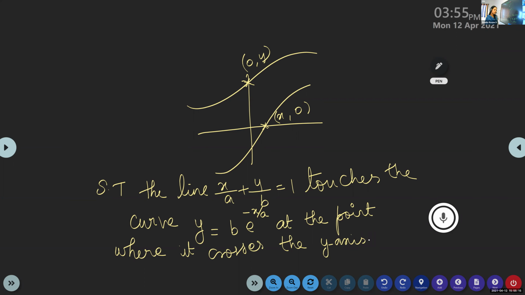Read the question. Show that the line x by a plus y by b is equal to 1 touches the curve. What does touches the curve mean? A line touches the curve, that means it is the tangent. We have to prove x by a plus y by b equal to 1 is the equation of the tangent to the curve. Yes, Karthik, what is the equation of the curve?